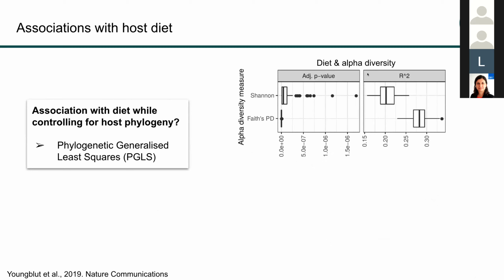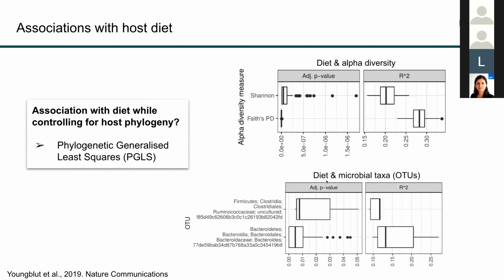And when I looked at an association between host diet and alpha diversity, I did see a strong association relatively. So here's the effect size and then p-values. The box plots represent that subsampling approach as I showed before, but both of these alpha diversity measures were significant, Shannon and Faith's PD, and the effect size was relatively strong. And when I looked at diet microbial taxa associations, individual microbes, I didn't actually see many associations, and there's actually just two OTUs here.